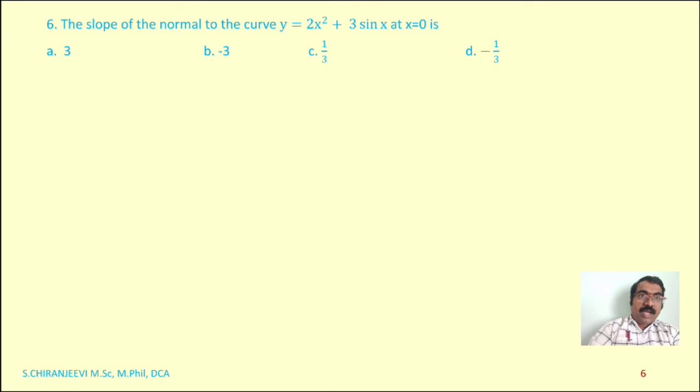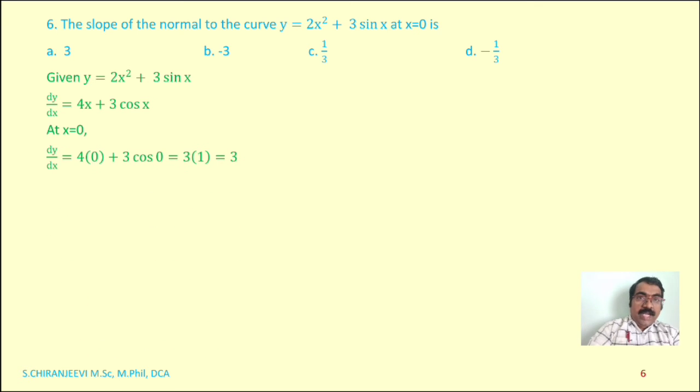Options 3, minus 3, 1 by 3 and minus 1 by 3. Given y equal to 2x square plus 3 sin x, differentiating with respect to x, dy by dx equal to 2 into differentiation of x square is 2x. So it will become 4x plus 3 into differentiation of sin x is cos x. So at x equal to 0, dy by dx equal to 4 into 0 plus 3 into cos 0. So cos 0 value is 1, so 3 into 1 is 3. So slope equal to minus 1 by dy by dx equal to minus 1 by 3. Slope of normal is nothing but minus 1 by dy by dx. So which is option D.